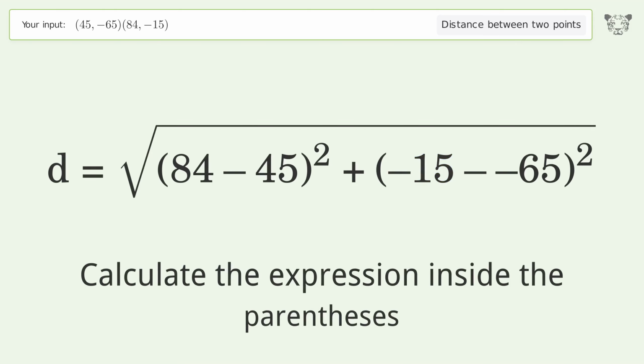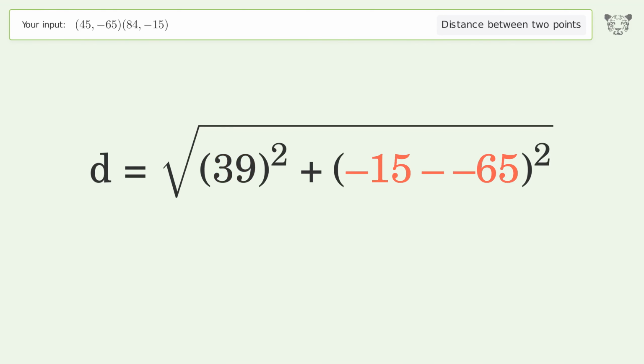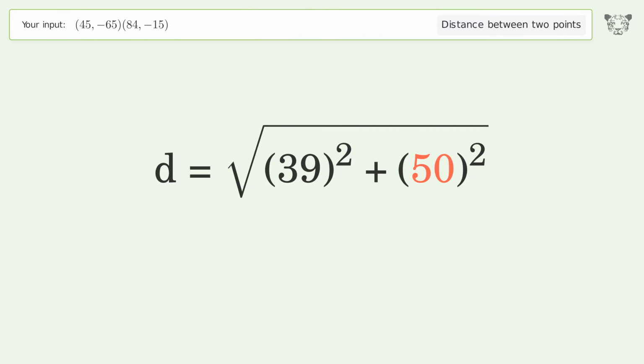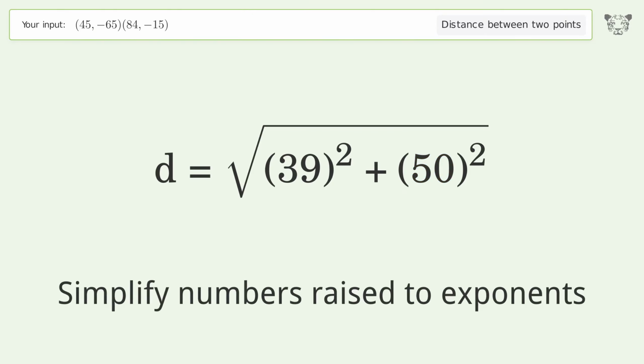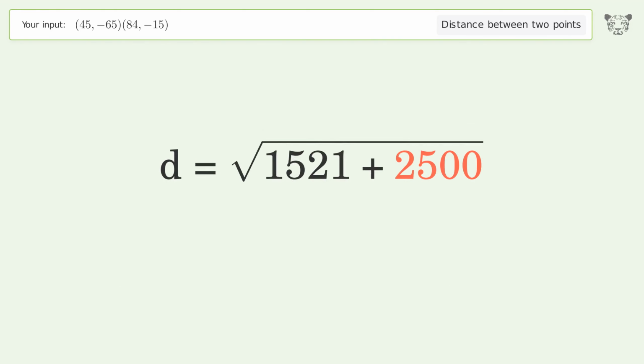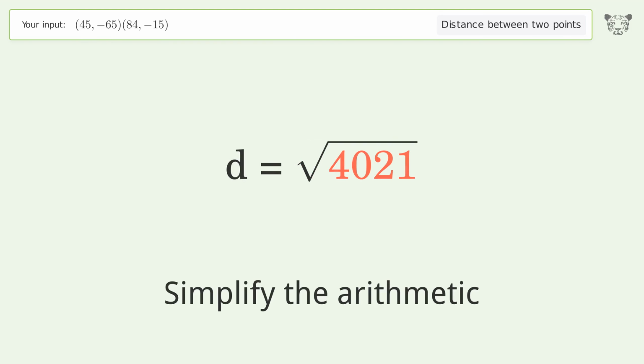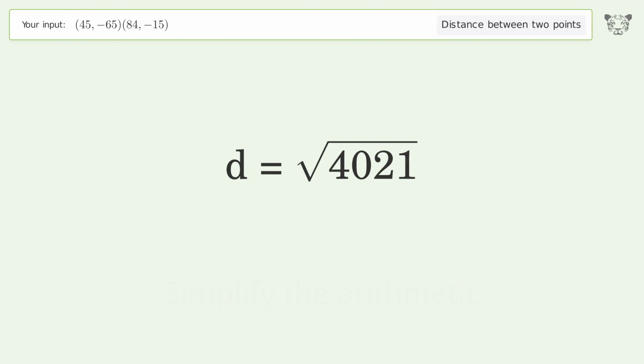Calculate the expression inside the parentheses. Simplify numbers raised to exponents. Simplify the arithmetic. And so the distance between the 2 points is the square root of 4021 or 63.411.